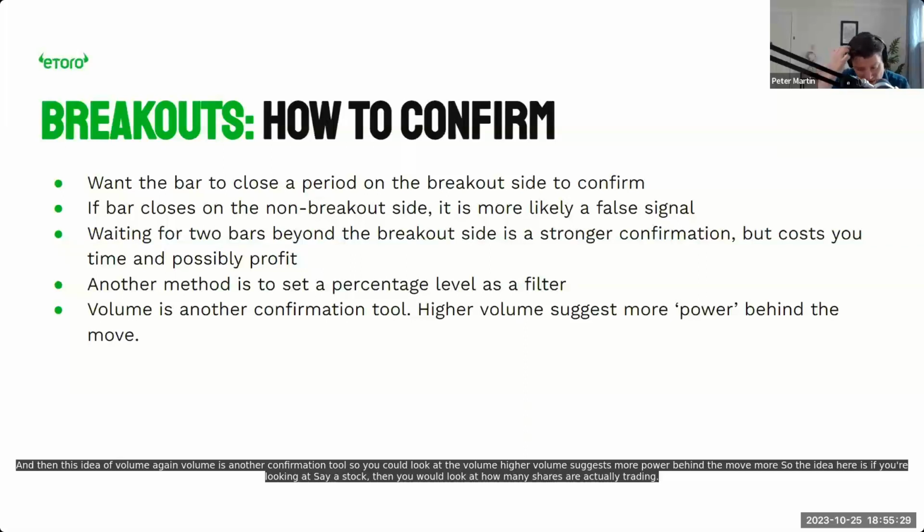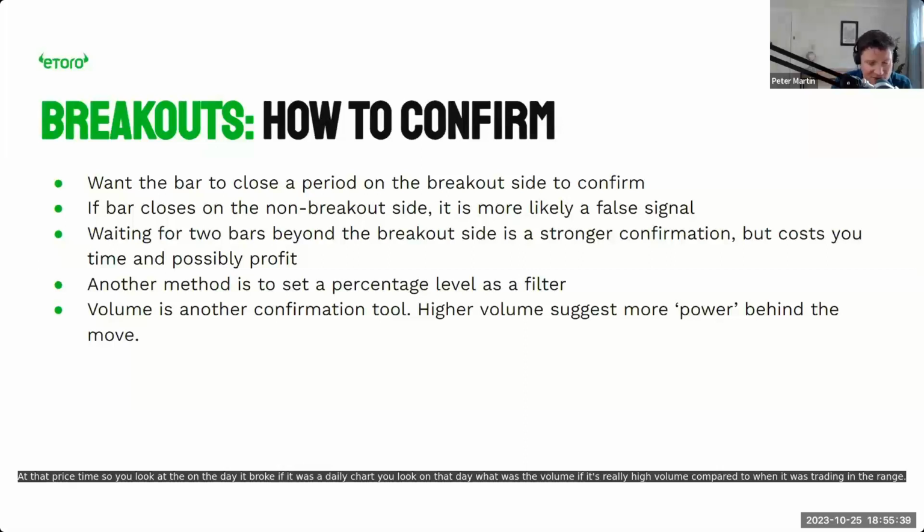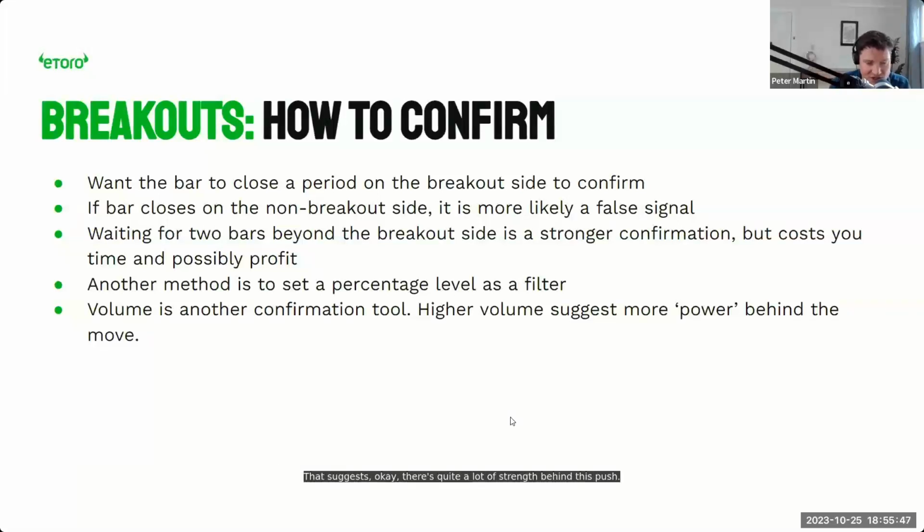So the idea here is if you're looking at, say, a stock, then you would look at how many shares are actually trading at that price time. So you look at on the day it broke. If it was a daily chart, you look on that day, what was the volume? If it's really high volume compared to when it was trading in the range, that suggests, okay, there's quite a lot of strength behind this push.